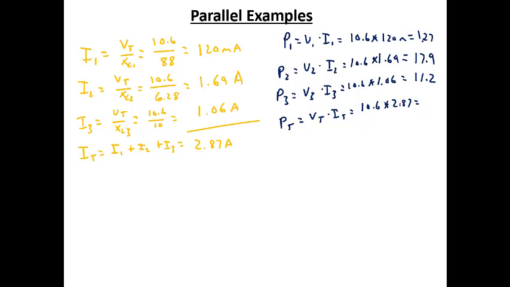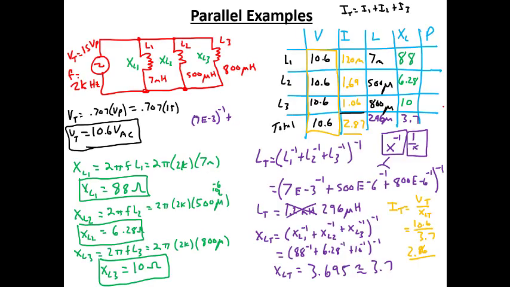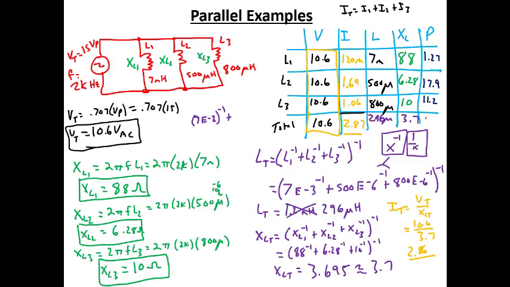10.6 times 2.87, and I get 30.4 for that. All right, so let's transfer those back up. The first one was 1.27. Second one is 17.9. This one was 11.2. And then the last one is 30.4. All right, so we have completed our parallel problem.